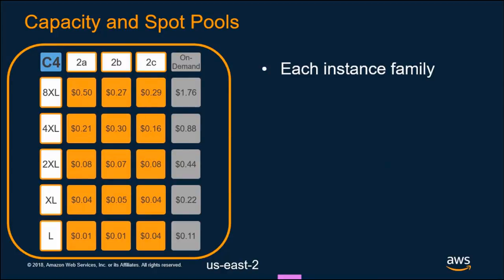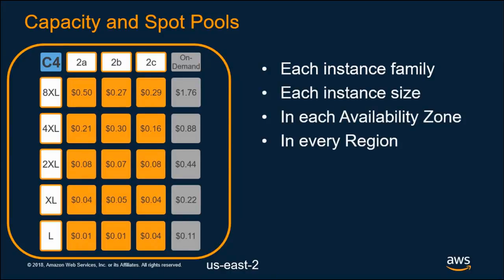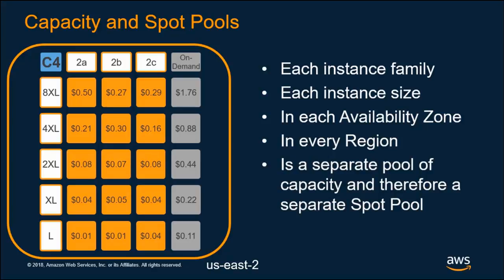I'm going to reiterate this one last point, capacity and Spot pools and how it works. Each instance family of each instance size in every availability zone, in every region, is a separate pool of capacity and therefore a separate spot pool. I'm going to use those terms interchangeably, capacity pool and spot pool. I'm talking about the same thing.